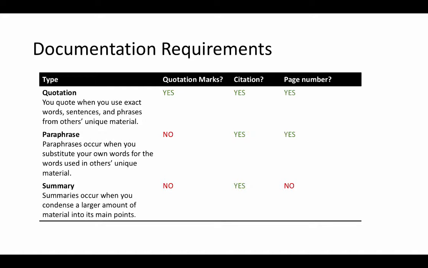So some requirements: if you're quoting, do you use quotation marks? Yes. Do you cite? Yes. Do you use a page number? Yes. For paraphrasing, you don't use quotation marks, but you are paraphrasing, so you need a citation and a page number. And for summary, yes, you need a citation, but there's no page number because you're talking about larger main points.